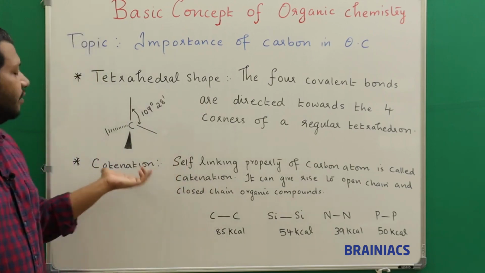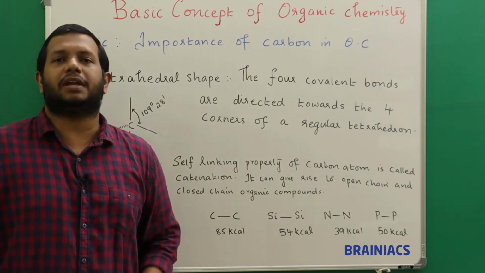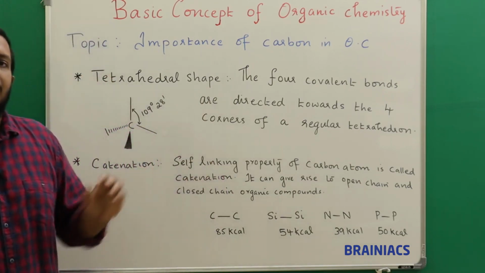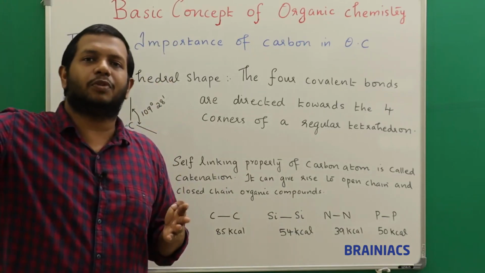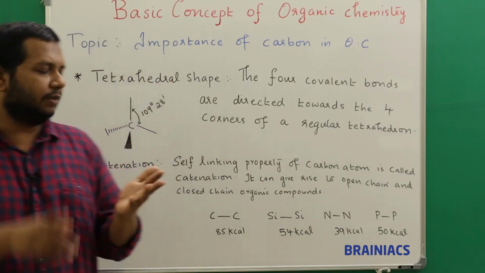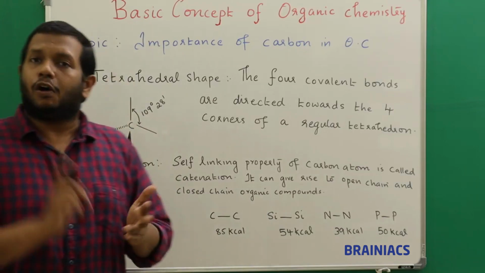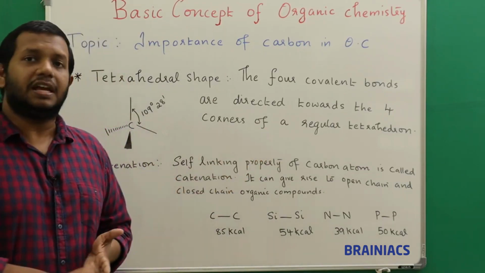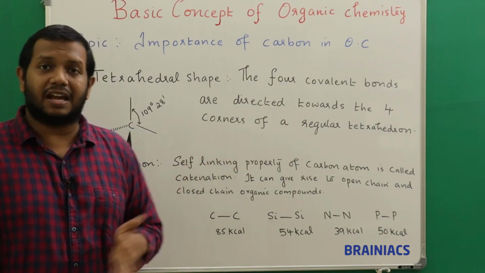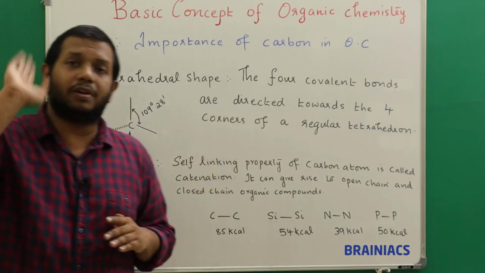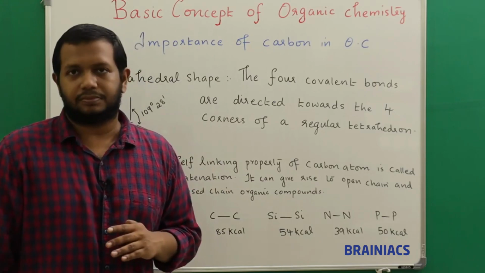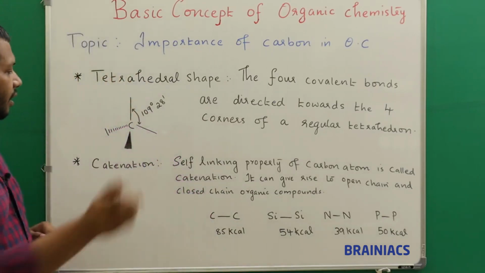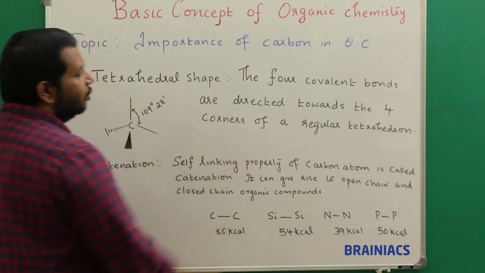Okay, next one, catenation, the most important property. Whenever in an exam they give 4 options for why carbon forms the backbone of organic chemistry, they will give option A, tetrahedral shape, option B, tendency to form multiple bonds, option C, tetravalency, and option D, catenation. I will always say go for catenation. I will tell you the reason. Listen here. So what does catenation actually mean?